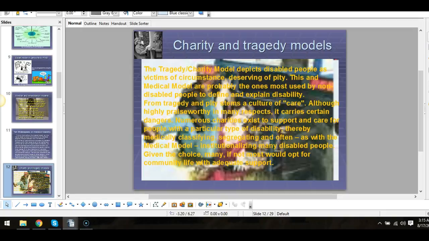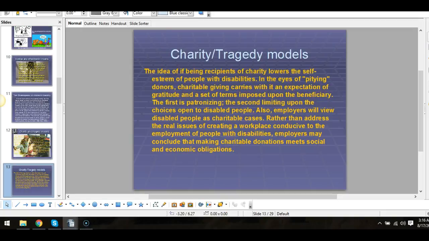From tragedy and pity stems a culture of care. Although highly praiseworthy in many aspects, it carries certain dangers. Numerous charities exist to support and care for people with a particular type of disability, thereby medically classifying, segregation, and often, as with the medical model, institutionalizing many disabled people. Given the choice, many, if not most, would opt for community life with adequate support.